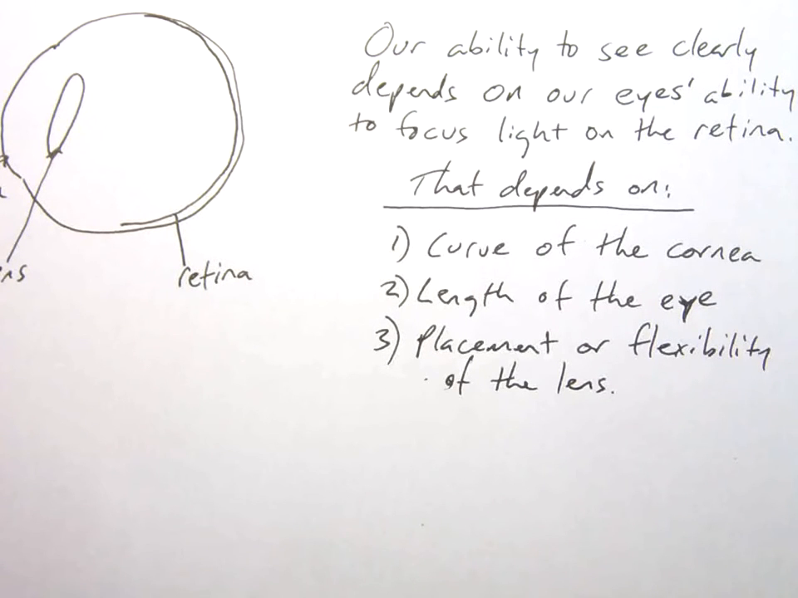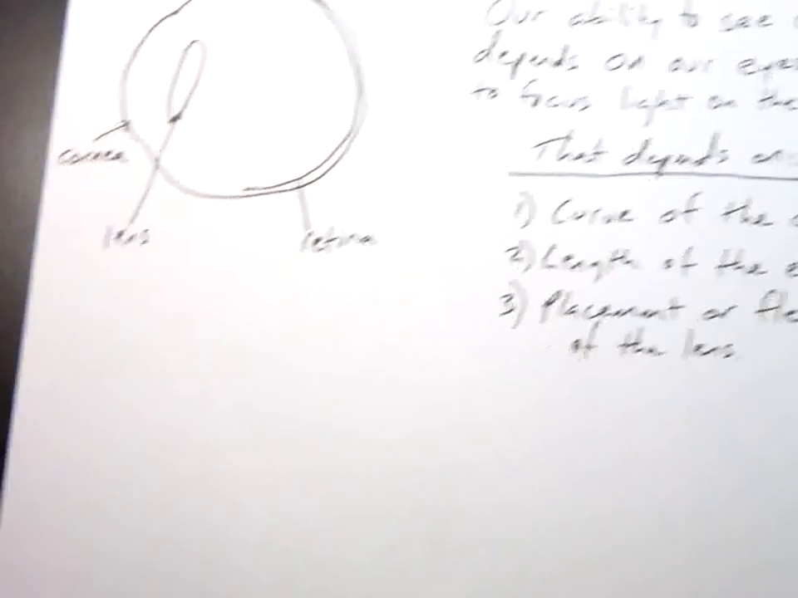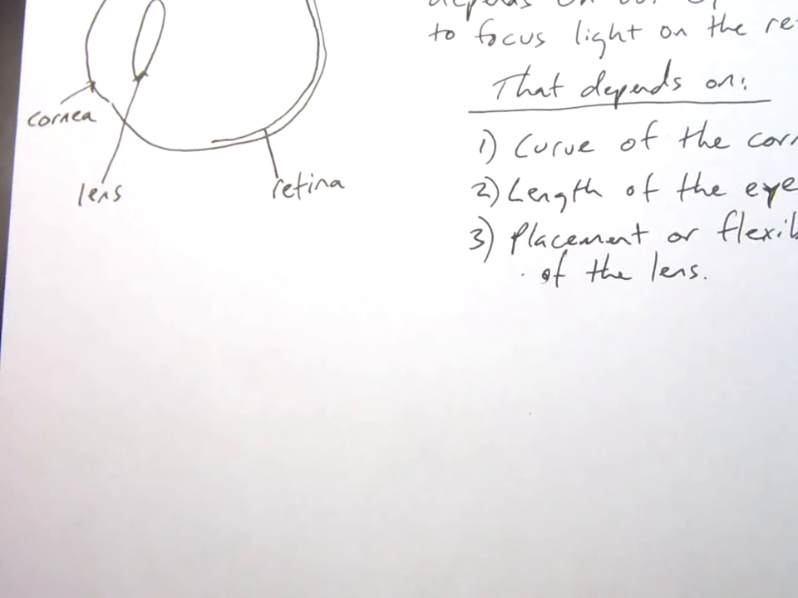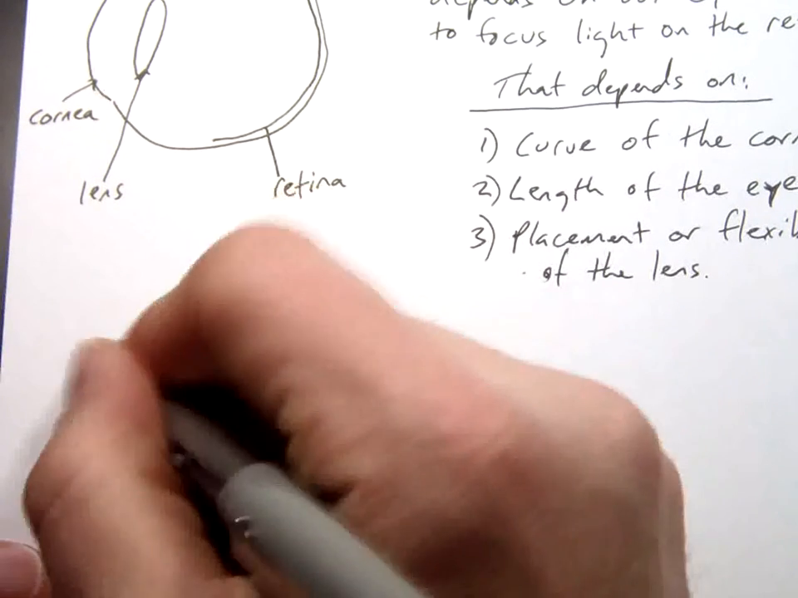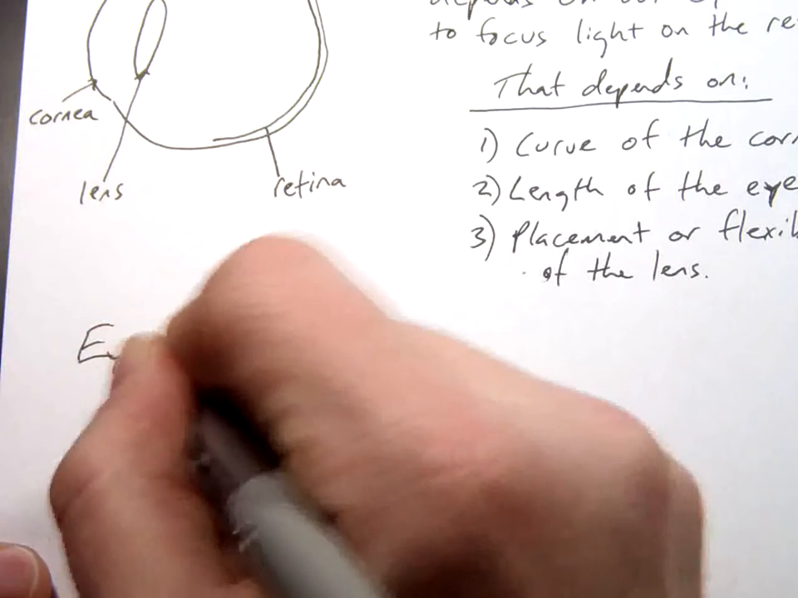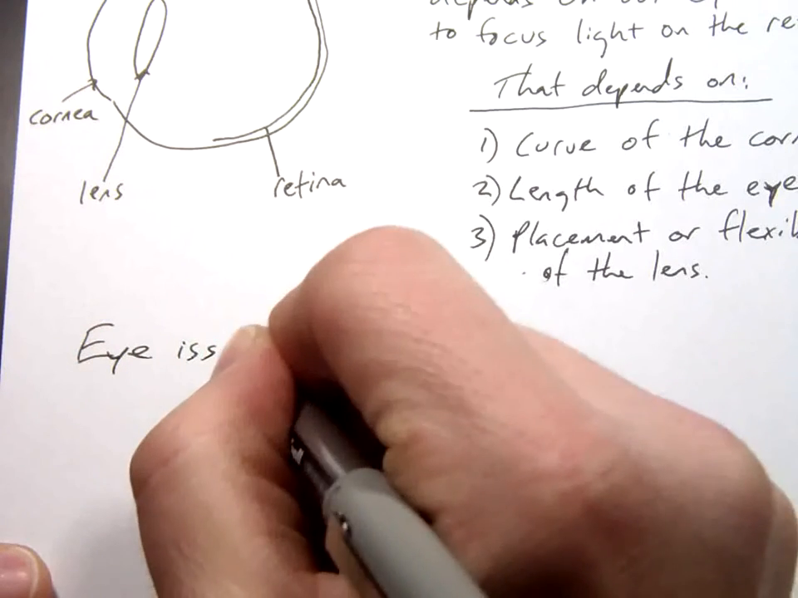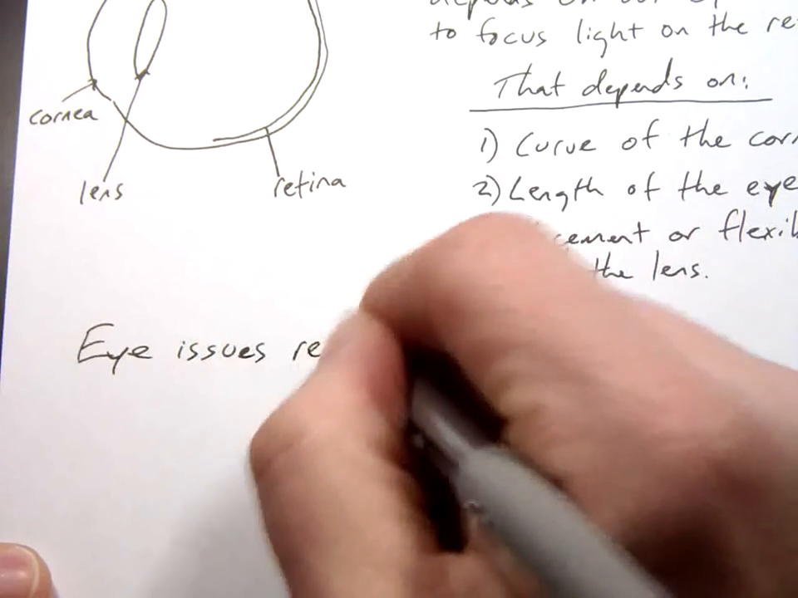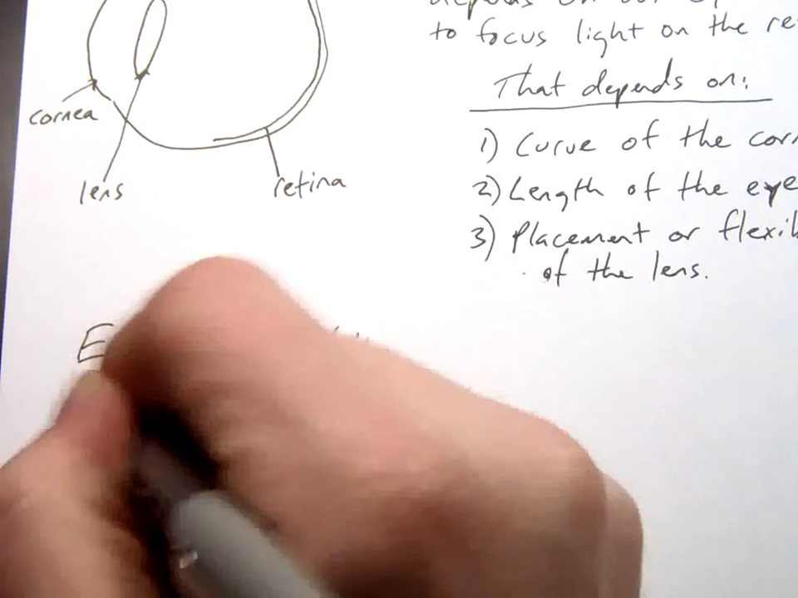Now, it's not particularly important to your eye doctor which one of these causes the problem, because they're all fixed the same way. They're all fixed with corrective lenses or LASIK surgery if you go that route. So let's start by talking about the issues of the eye, and that's what we're going to end today. Eye issues relating to focus.